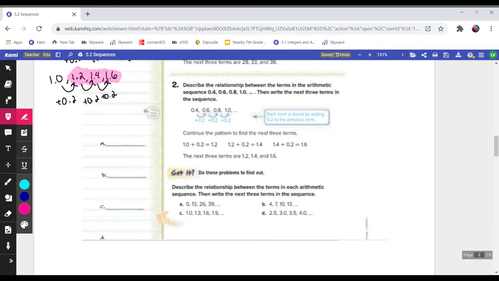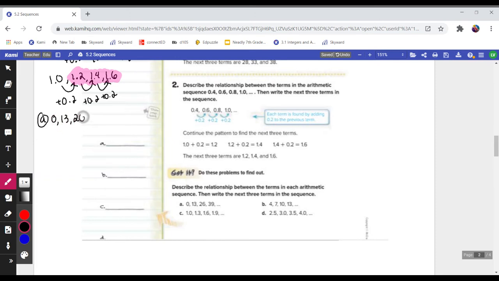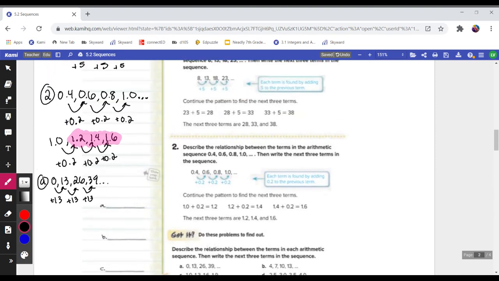Let's see how you guys are understanding this. So we're going to take letter A, 0, 13, 26, 39, dot, dot, dot. So to get from 0 to 13, I add 13. 13 to 26, I add 13. 26 to 39, I add 13. So to answer the first part, describe the relationship. Add 13 to the previous term.